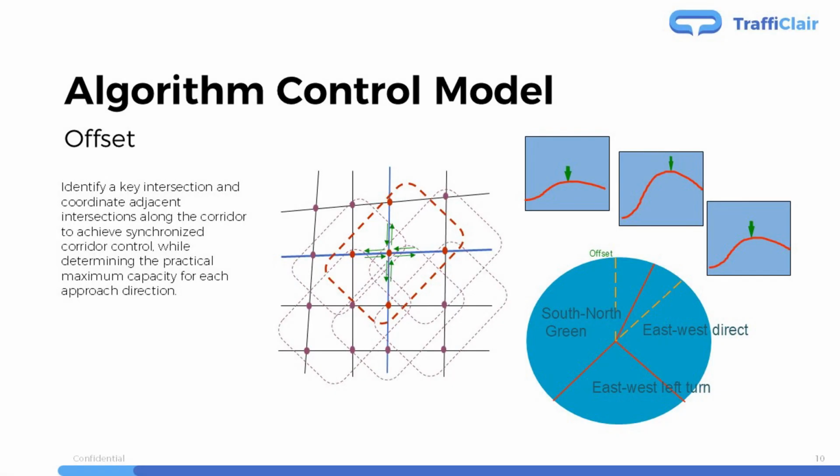This slide shows how to adjust the offset to realize corridor or region control. We need to identify a key intersection. Based on this key intersection, we adjust the offset of coordinated adjacent intersections along the corridor to achieve a synchronized corridor control.